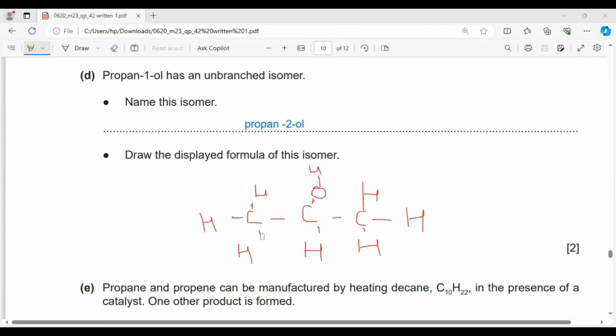As it is propane, we have to draw 3 carbon atoms. We have to satisfy its valency using hydrogen, and on the second carbon atom we have to put the OH functional group. So this is the unbranched isomer of propan-1-ol.